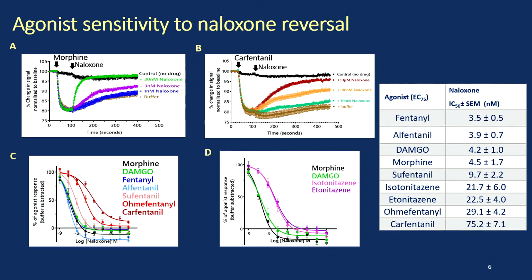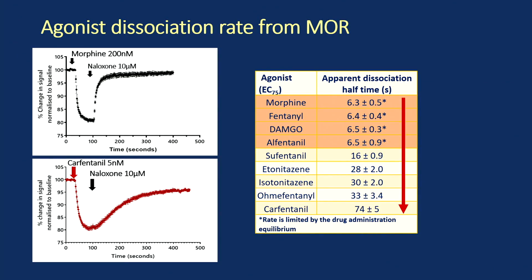So what we did next, but I don't have the data here because of the time, was Schild analysis. We did the same experiment, but we added naloxone first to reach equilibrium, and then we added the agonist. And we found the same thing, that some fentanyls and nitazenes required higher concentrations of naloxone to see reversal. So next we wanted to see if the agonist dissociation time could explain the sensitivity to naloxone.